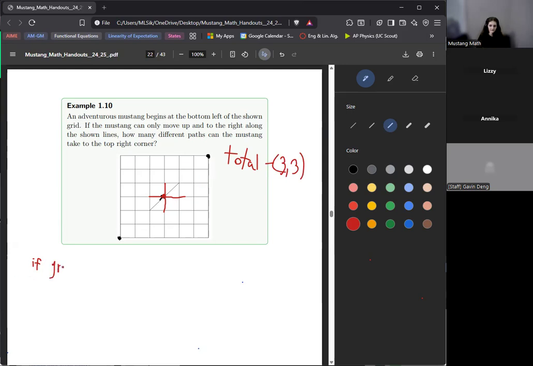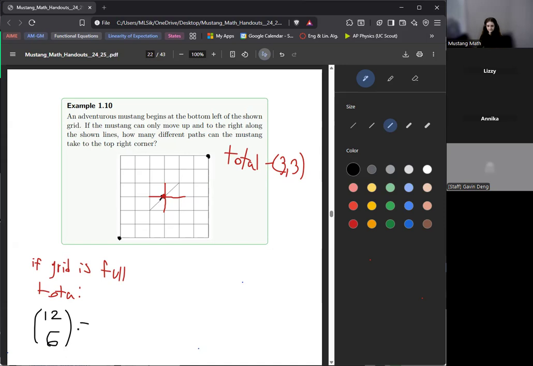So if the grid is fully filled, what is the total? So you'll notice that because the Mustang can only move up or to the right, there are 1, 2, 3, 4, 5, 6 different times that they need to move up and 6 different times that they need to move to the right. So that means that out of 12 total choices, 6 of them need to be to the right, and 6 of them need to be up.